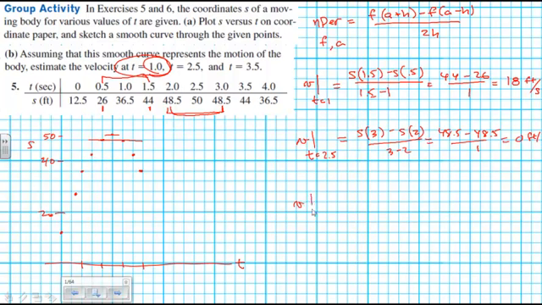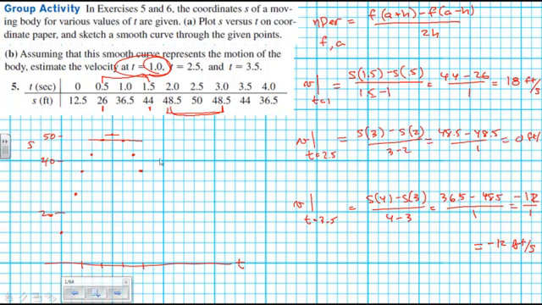And then lastly, what's our estimate of the velocity at time equal 3.5? Again, we're going to go a little bit higher, and then a little bit lower, and then it's going to be 4 minus 3. The value at 4 is 36.5. The value at 3 is 48. And that's going to be divided by 1. That's negative 12 over 1. So how about negative 12 feet per second?